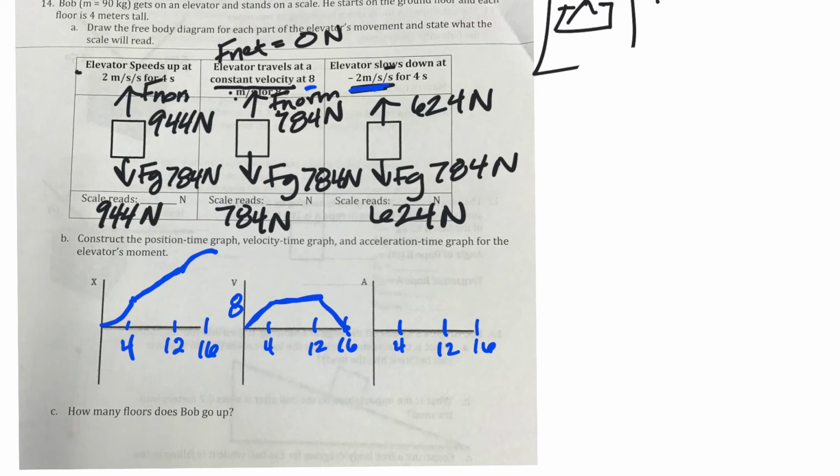You're just marking it at. So the first one, we're at an acceleration of 2. So it's going to be at +2. Then we're constant, so we're at 0. And then we're going to be at -2 down here. All right. So those are our graphs.